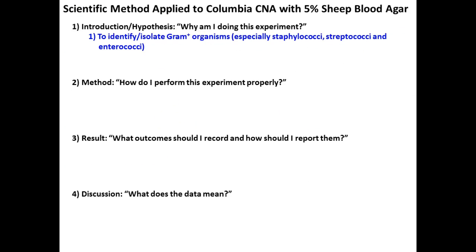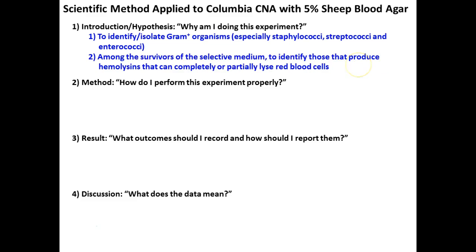So why are we doing this? Well, we want to isolate gram positives. So again, only if yours is a gram positive is it going to grow on these plates. Especially when we're doing this, we're typically looking for these types of organisms: staphylococci, streptococci, and enterococci. But other gram positives, right, we're using are not clinical specimen type stuff, so they will grow as well. Among the survivors, then we can determine, right, can they then disrupt red blood cells? Can they completely disrupt, what we call beta hemolysis, or just lightly?